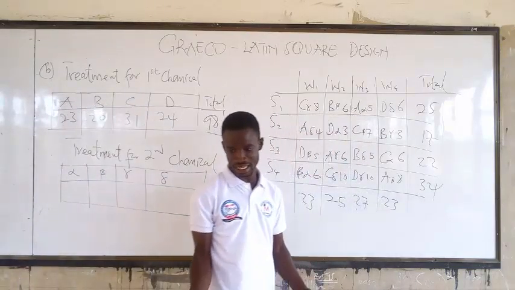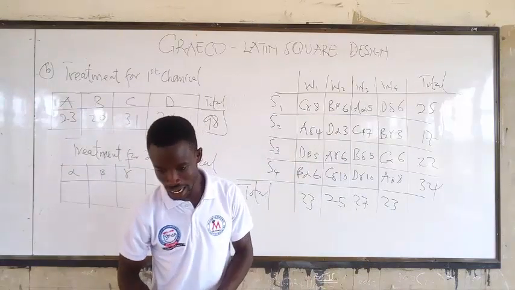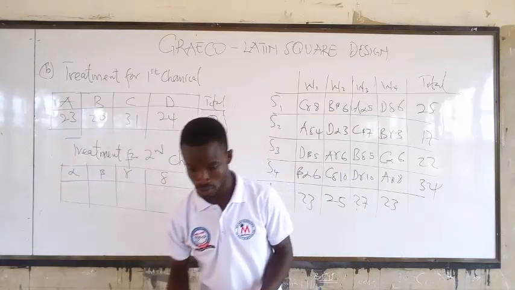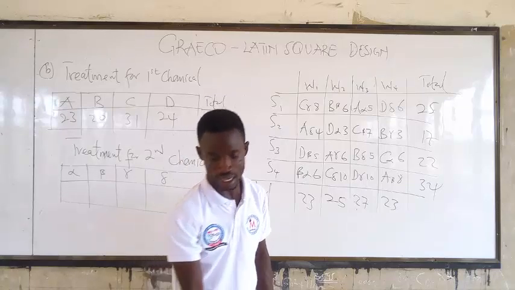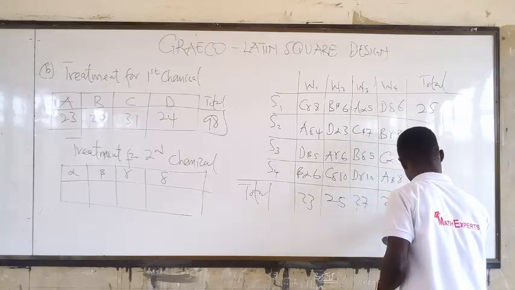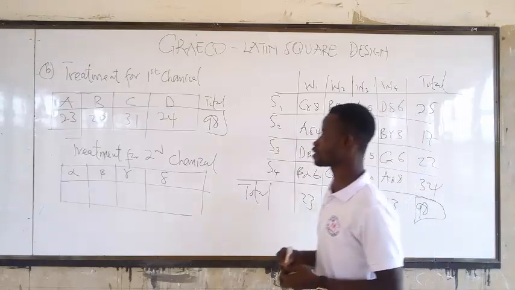You have to total the grand total there, and that grand total there will also be 98. Yes, the grand total here will be 98. You see something beautiful, right?